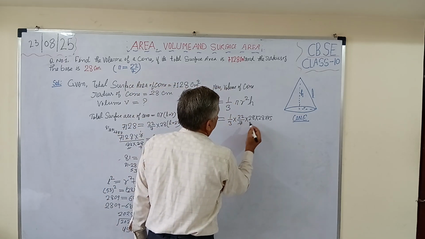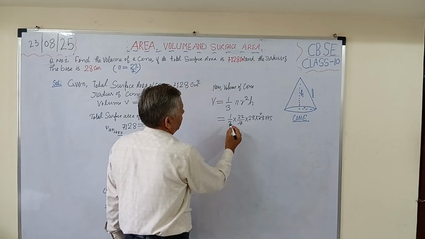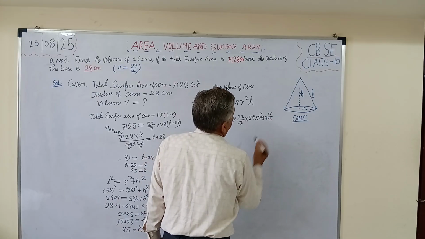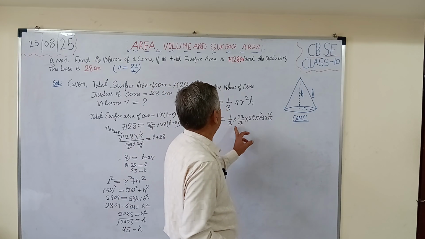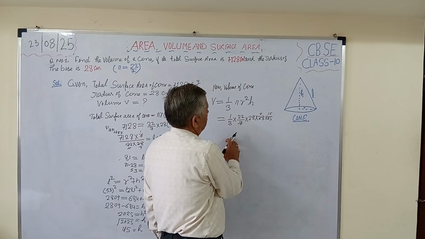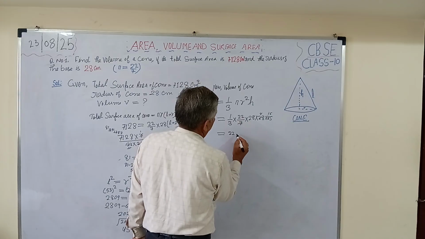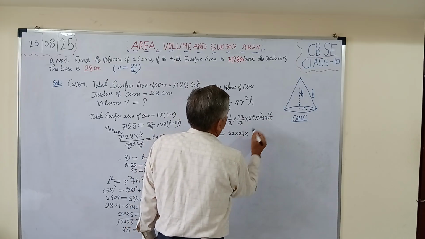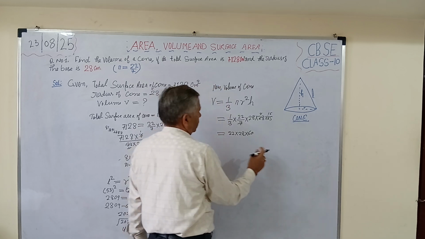Now after this, 7 4s are 28, 3 into 45, 15. If we cut, then it is 15 3s are 45. So now we get 22 into 28 into 15 4s are 60. We have to multiply this.